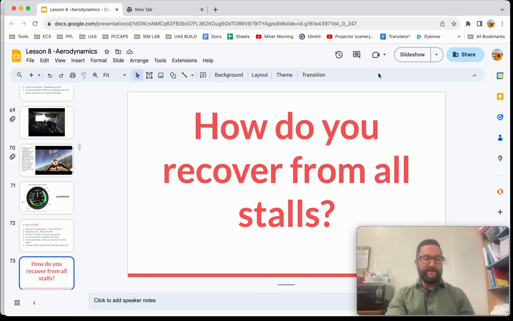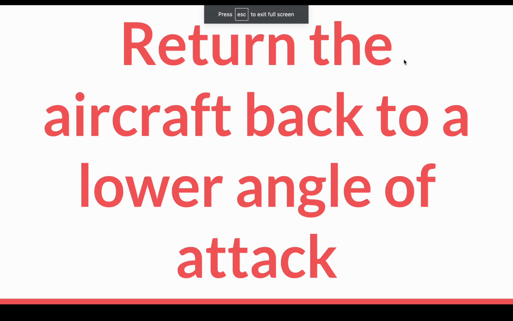How do you recover from stalls? Well, if the plane has reached a critical angle of attack and it's stalling, you just want to lessen that angle of attack. So really, in most cases, you're just going to lower the nose. You're going to lower the nose when you are recovering from that stall. So you just return the aircraft back to a lower angle of attack.